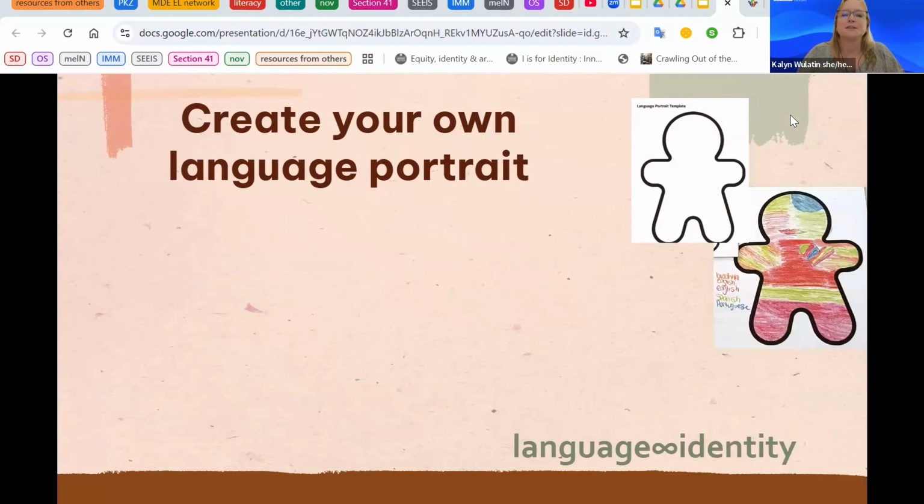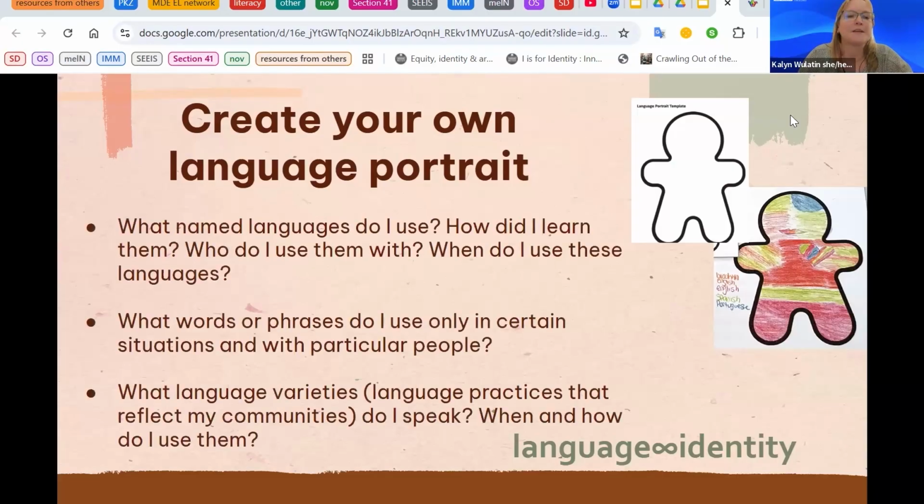So this is an activity that you can do with students. If we were in person and this wasn't a webinar experience, I would definitely be doing it with you. We talk often about creating our own language portrait. When we do this, I often hand out a cutout like the one you can see there, and there are different ways to talk about this.